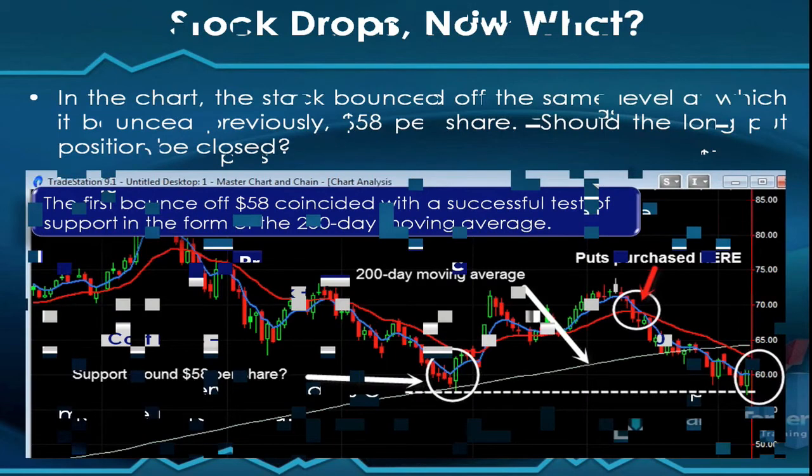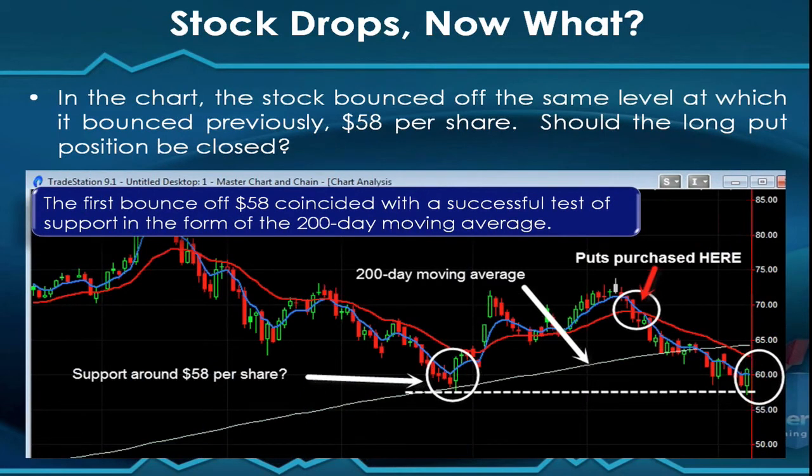Now, red arrow is where we bought the stock. You can see it's trended down to the lower right of your screen. It's now around $58 a share. So I have a question, and if you want to play along, that'd be great. It's always fun. Would you sell the long put now?